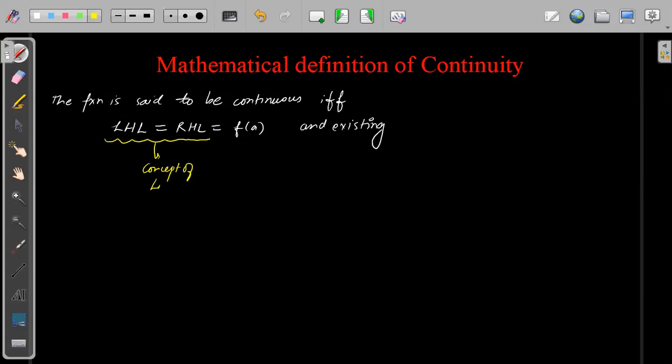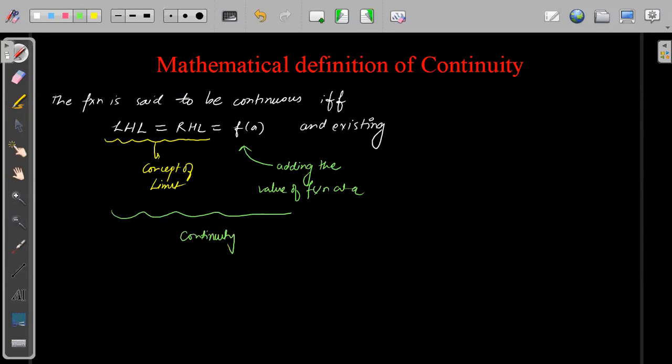of limit, right? We just added one more variable, the value of the function at a, and this makes the whole thing continuity. Okay, this is the most important part. This is the only extra thing which you have to check. So just copy this definition, please.